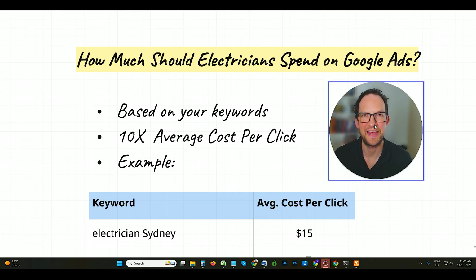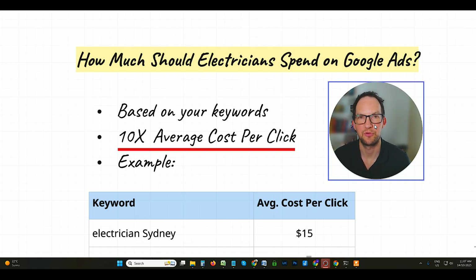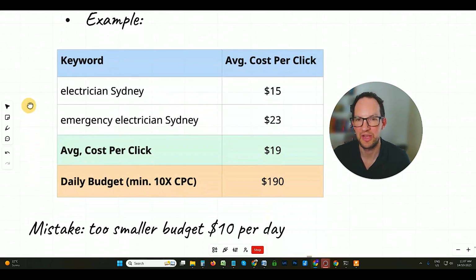As an electrician, how much should you spend on Google Ads? And what are other electricians spending on Google Ads? For yourself, this is actually going to be based on your keywords. As we mentioned earlier, that depends on where you're located and the type of keywords you choose. But as a general rule, we want to be setting our daily budget as 10 times the average cost per click. Let me show you how that works.